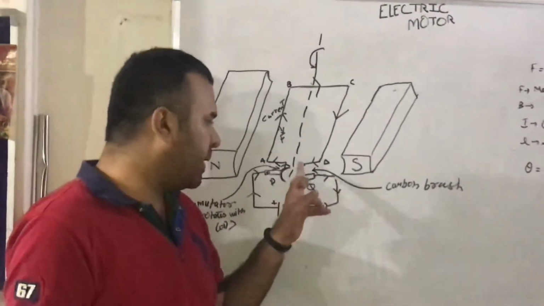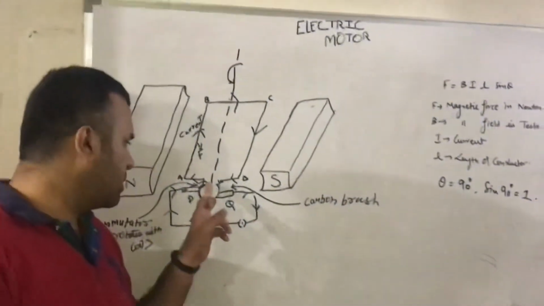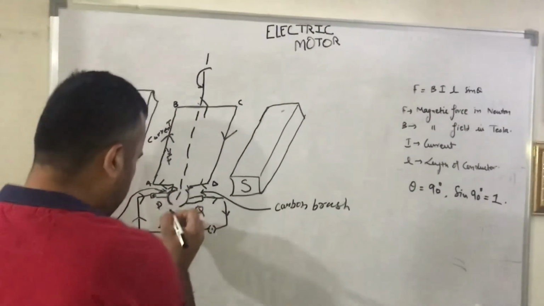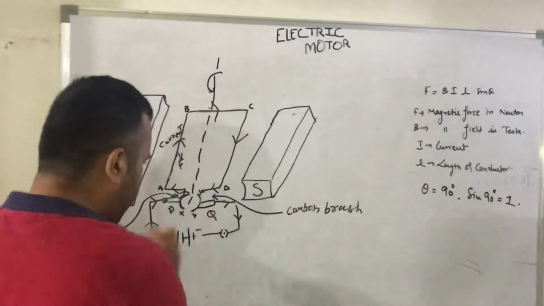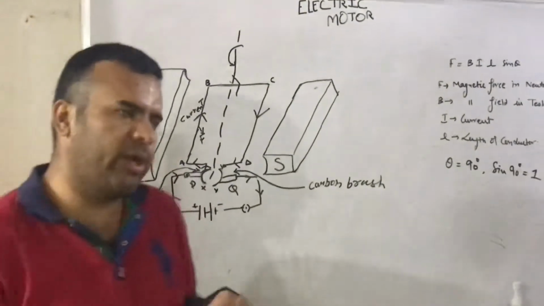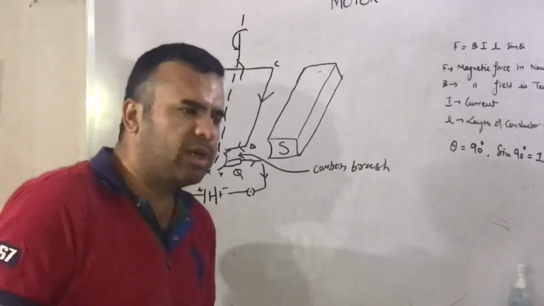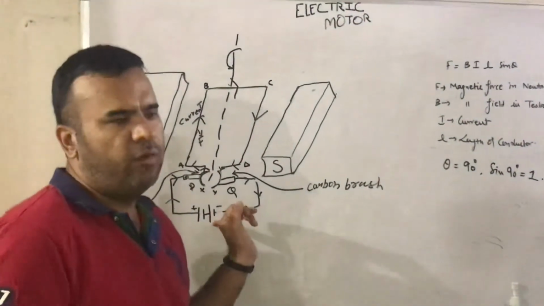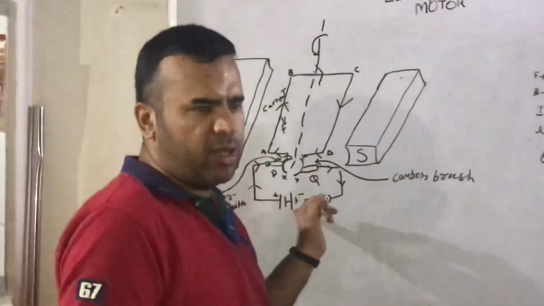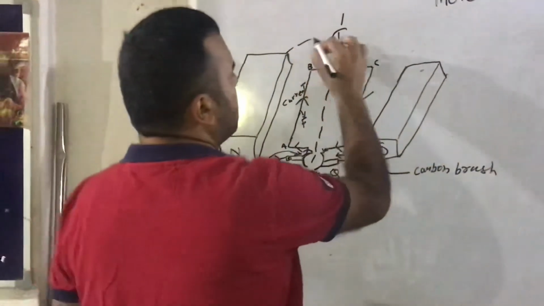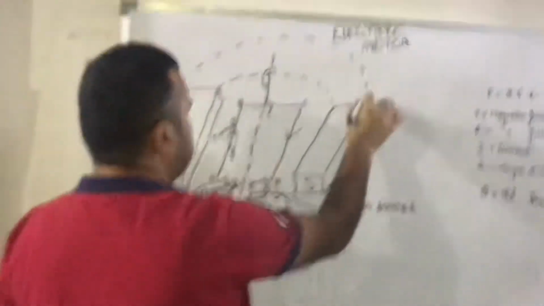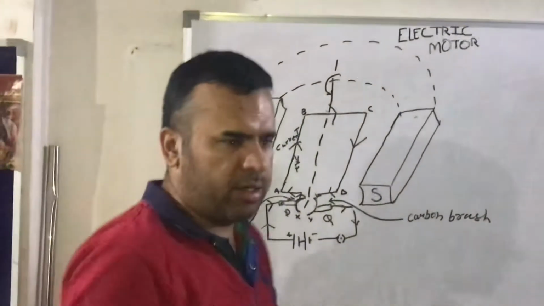This is a commutator, the C shape one. The commutator is X and Y. Here you can see this is X, this is Y. This is the commutator. P and Q are carbon brushes. Here we have a battery for giving continuous supply of electric current, and this is a U-shaped magnet. Here the poles are separate, but in reality it is a U-shaped magnet.